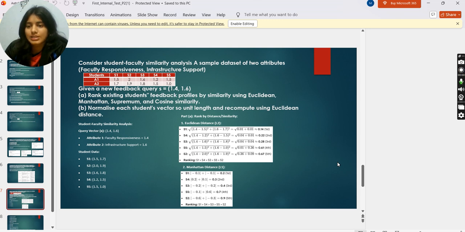So we have the student-faculty similarity analysis, query vector x equals 1.4 and 1.6. Attribute one is faculty responsiveness, 1.4, and attribute two is infrastructure support, 1.6. So we have the data of our students and we have to rank the existing students. By putting the Euclidean distance L2, we'll find the ranking for the students, and by putting the Manhattan distance L1, we'll find the student's vector.